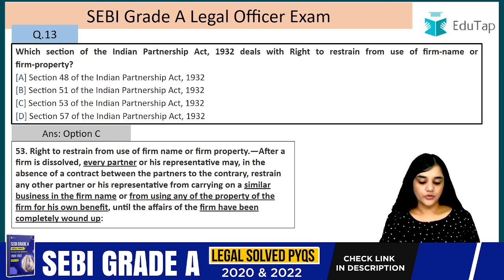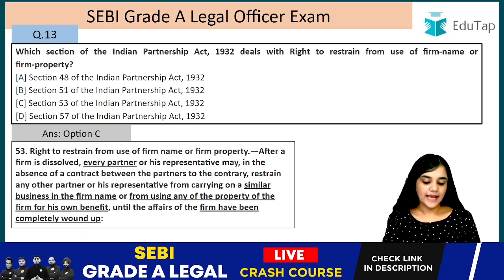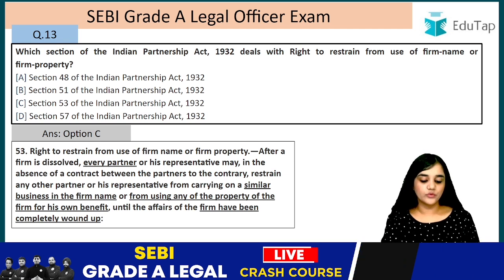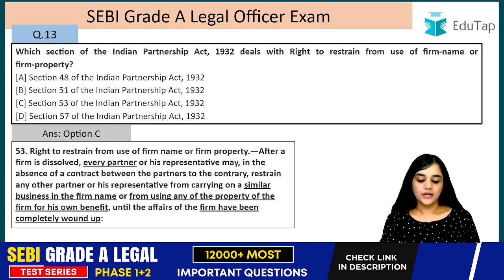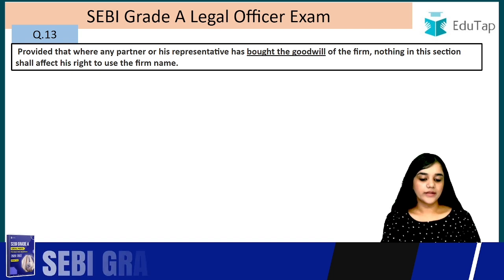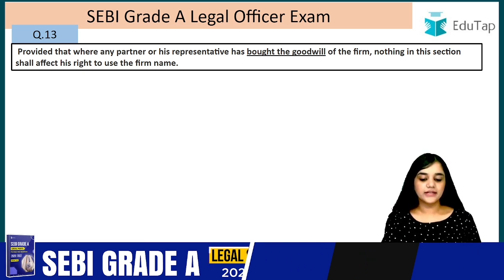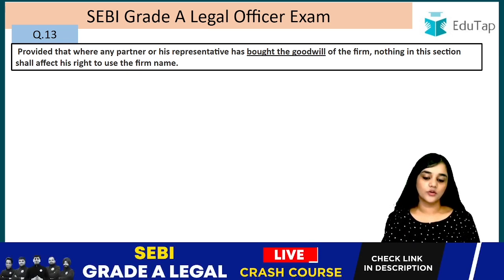So they can make such provisions, right? They can restrain him from carrying on a similar business in the firm name, or from using any of the property of the firm for his own benefit until the affairs of the firm have been completely wound up. Until and unless they have completely wound up, they can make such restraints, right? Provided that where any partner or his representative has bought the goodwill, nothing in this section shall affect his right to use the firm name. In that case, he can use the firm name if they have bought the goodwill.